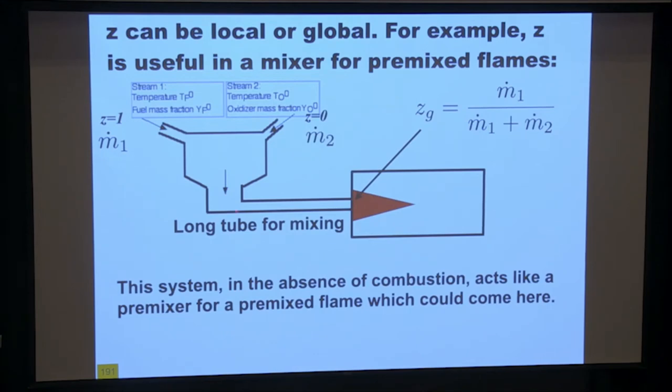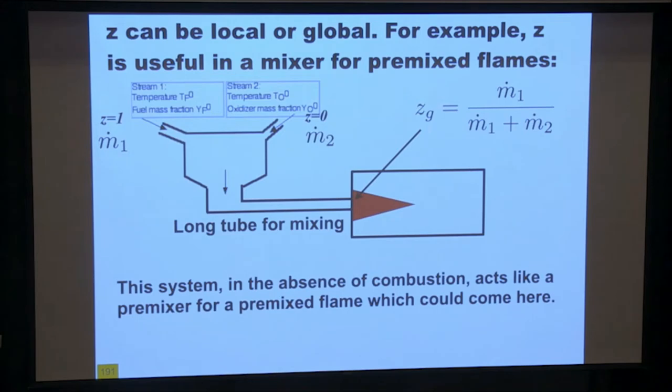Now, in this tube, the mixing lines apply. Okay, so in this tube, there will be a mixing between the two flows so that at this point here, we have a certain Z, which I call Z global. And this Z global will be the flow rate of fuel divided by the total flow rate.